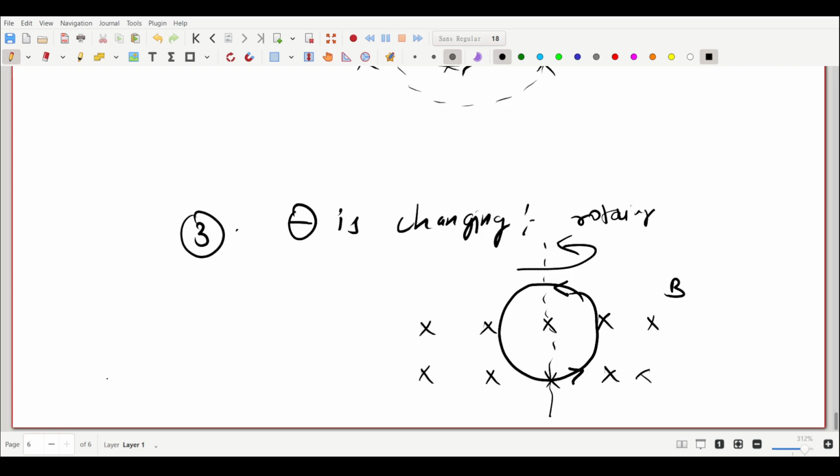If I summarize all that, in three conditions current was induced. First was B is changing, second was A of the coil is changing, third was theta is changing, right?